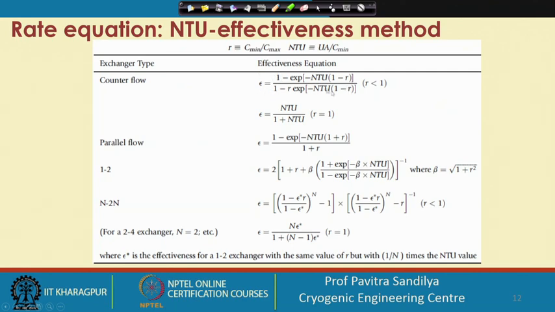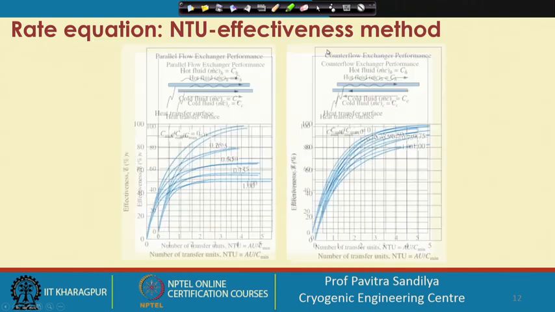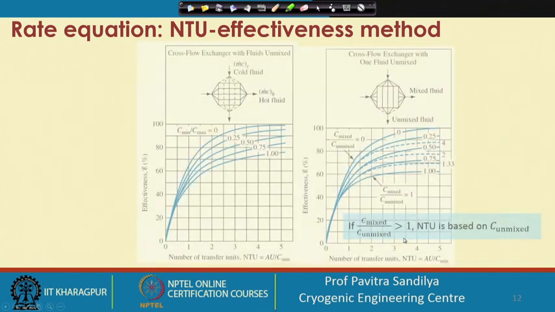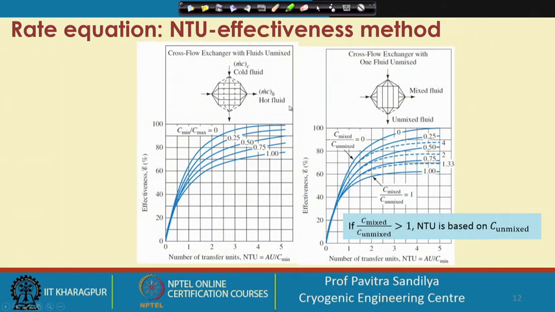Here we are defining this value of R as C min by C max and NTU as UA by C min. And in this particular table we have the graphical representation for, say, parallel flow, then for counter current flow, for the effectiveness and the NTU for the various values of C min and C max. So these particular figures may also be used to find out the value of the effectiveness factor.